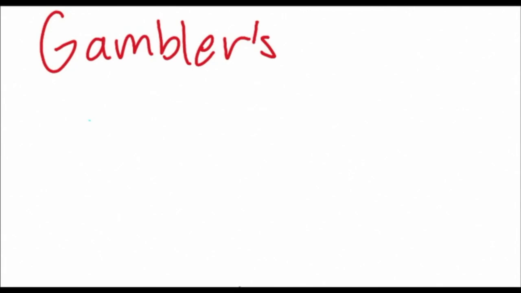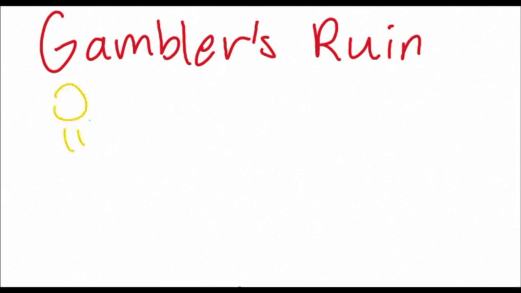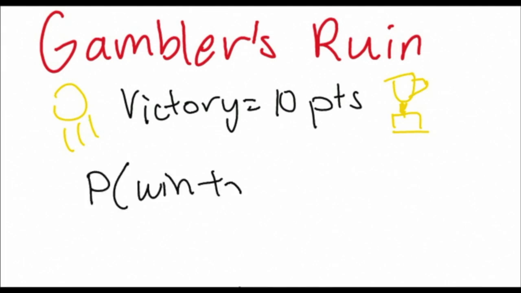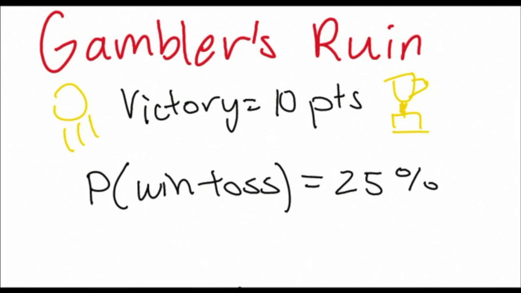One example of this concept is called the gambler's ruin. Imagine you are flipping a biased coin against an opponent. In order to win the game, you must get 10 points. Your chances of winning a coin flip, therefore getting a point, is 25%.